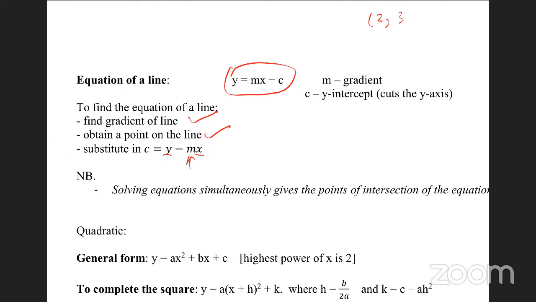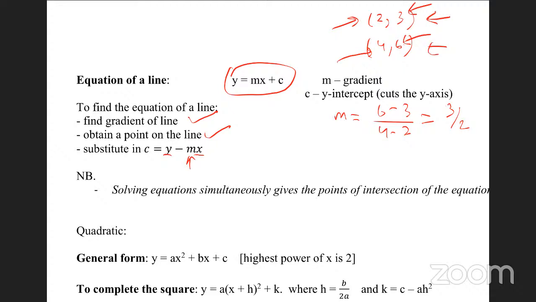(2, 3) and (4, 6). Let's find the gradient first. I want to find the equation of the line passing through (2, 3) and (4, 6). First thing, find the gradient: y2 minus y1, which is 6 minus 3, all over x2 minus x1, which is 4 minus 2. So that's 3 on 2. So I have the gradient.